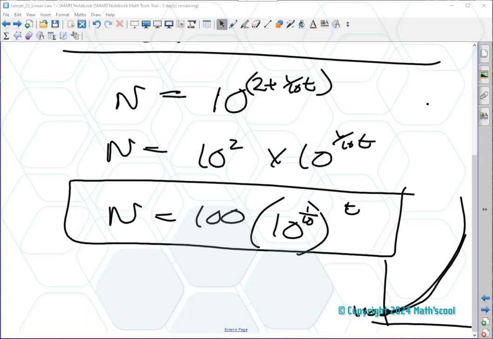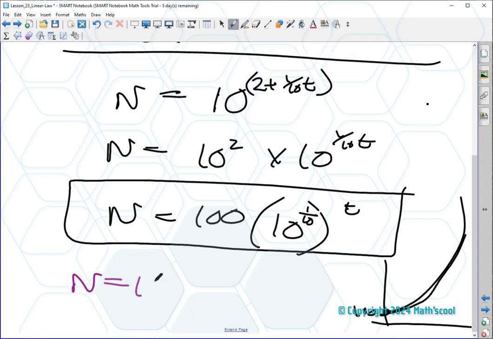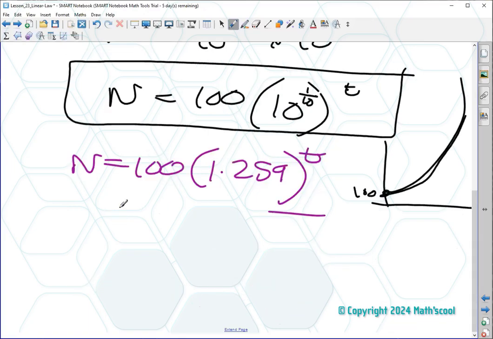And so there's my answer, and it gives me 1.25, let's call it 1.259. So n equals 100, brackets, 1.259 to the power t. Okay, which is also our exponential growth equation. It's going to look exactly the same as that. I suppose this is more like an exponential growth and decay equation.